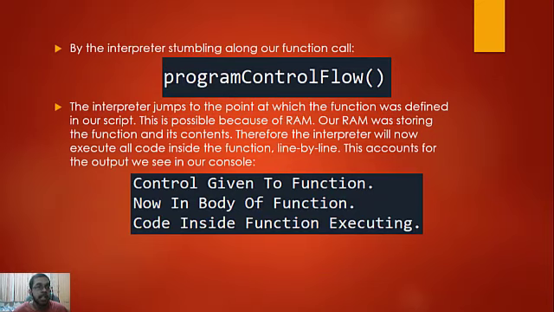By the interpreter stumbling along our function call program control flow, the interpreter jumps to the point at which the function was defined in our script. This is possible because of RAM. Our RAM was storing the function and its contents. Therefore, the interpreter will now execute all code inside the function line by line. This accounts for the output we see in our console. Control given to function, now in body of function, code inside function executing.